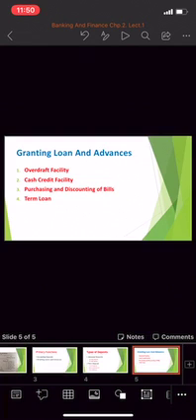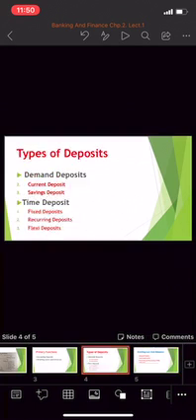A bill is a written instrument containing an unconditional order signed by the maker directing a certain person to pay a certain sum of money only to, or to the order of, a certain person or to the bearer of the instrument. It is legally safe and can change ownership conveniently.